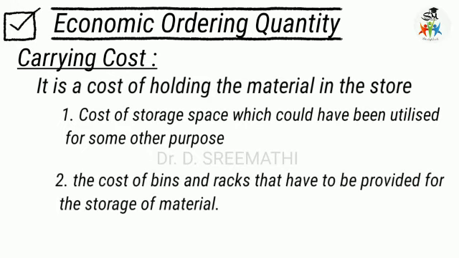And then the cost of bins and racks that have to be provided for the storage of material. For example, a bin means a large box in which the materials can be stored. You can see in provision stores, big bins are available for storing pulses and cereals, and in industries they will be heavy bins.